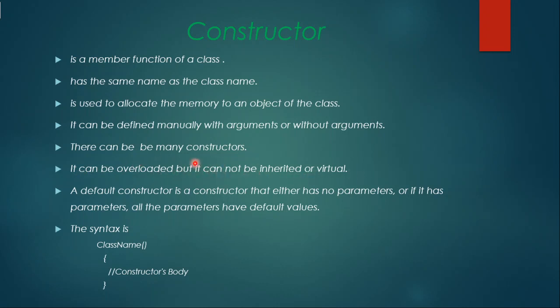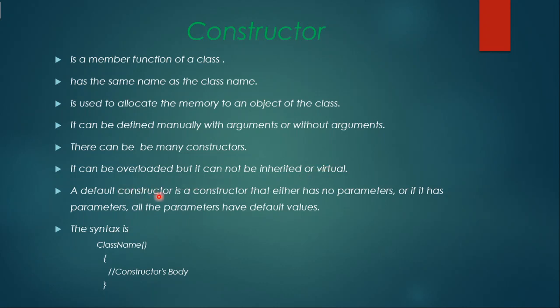Many constructors means one constructor with the default argument, one constructor with a single argument, one constructor with two arguments. So the same class name having different parameters in the function call, that is the overloading. The constructor may have no parameters, a single parameter or multiple parameters, and it cannot be inherited. Just as we inherit a class, we cannot inherit the constructor, and it also cannot be virtual.